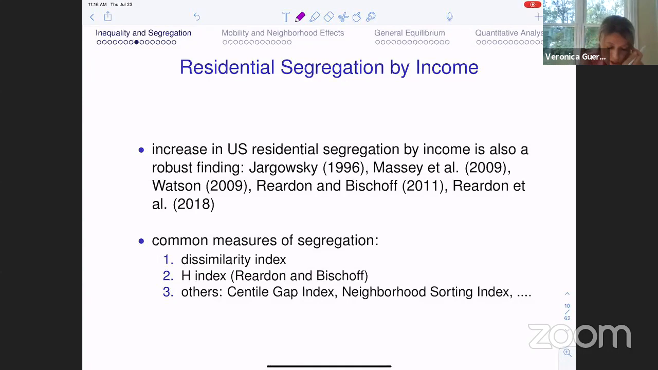There are some connections. The measures of segregation that people have been using are, so the dissimilarity index is probably the most common measure of segregation. I'm going to use that as our baseline measure of segregation, but there are other measures like the H index that has been developed by Reardon and Bishop, and others, like the centile gap index, the neighbor sorting index, and so forth. Each measure has some advantages and some weaknesses, so it's interesting to look into that. Depending on the question that you are after, you may think that one measure is better than the other.